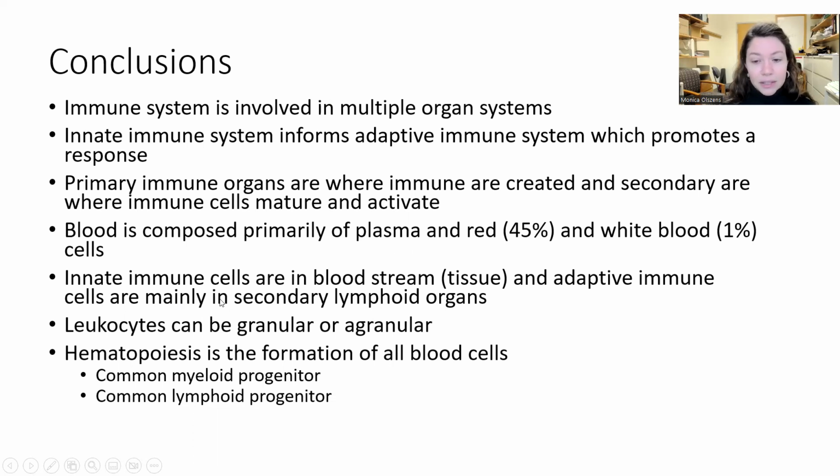Innate immune cells are in the bloodstream. Adaptive immune cells are mainly in your lymphoid organs. White blood cells can either be granular or agranular. I will expand on that in the next lecture. And then hopefully you can remember never let monkeys eat bananas, and that there are only 3 common lymphoid progenitors: B cells, T cells, and natural killer cells. So hematopoiesis is the formation of all blood cells.